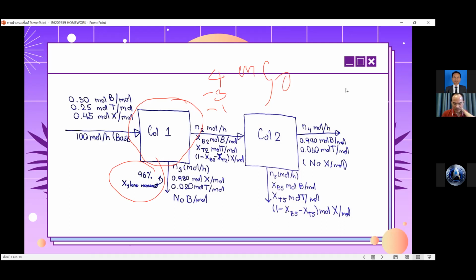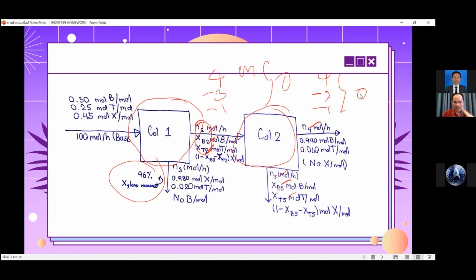And column 2. That's right, column 2 you have 1, 2, 3, 4, 5, 6, 7, but you know N2, XB2, XT2 only if you balance column 1 first. That's right. Now you know 4, and 4 minus 3 minus 1 is also 0 degrees of freedom. Only 1, 2, 3, 4 unknowns. These 3 unknowns you already know from the balance in the first column.